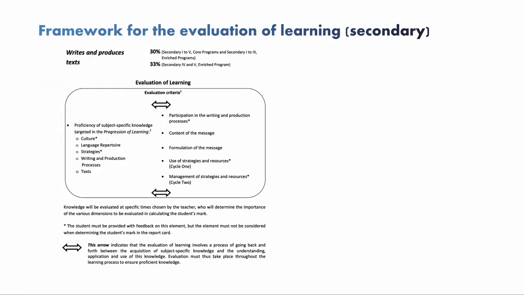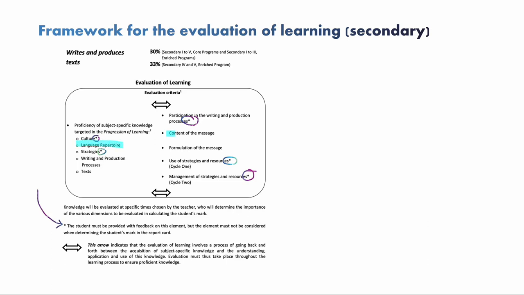So here's the framework for evaluation of learning for the secondary level. Now remember, this is for enriched and for regular programs. So just a reminder, you notice here there's a little asterisk on the side, right? And that's because for these elements, the student should be provided with feedback, but they cannot be given a grade. So you can't give a grade for things like participation in the processes. You can't give a grade for strategies and resources, culture, okay?